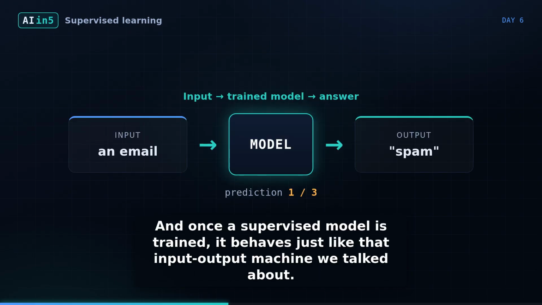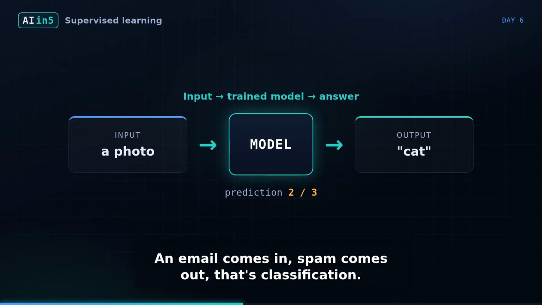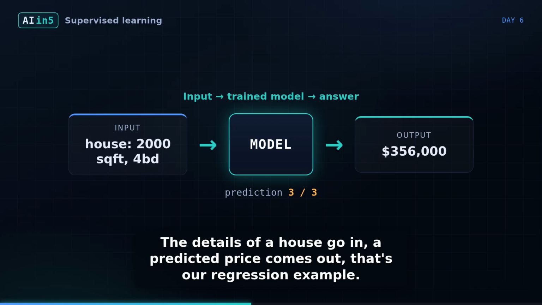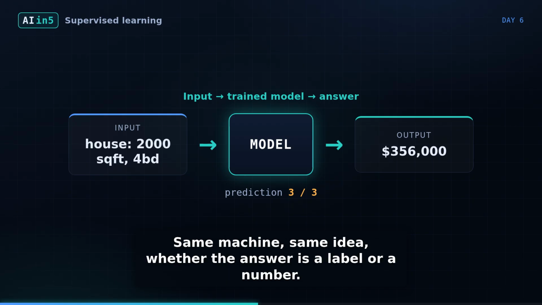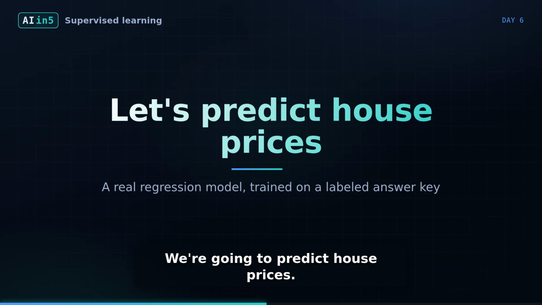And once a supervised model is trained, it behaves just like that input-output machine we talked about. Feed it a new input, and it hands back its best answer, learned from all those labeled examples. An email comes in, spam comes out, that's classification. A photo comes in, cat comes out, classification again. The details of a house go in, a predicted price comes out. That's our regression example. Same machine, same idea, whether the answer is a label or a number. Let's go build that last one for real. Here's our task. We're going to predict house prices.